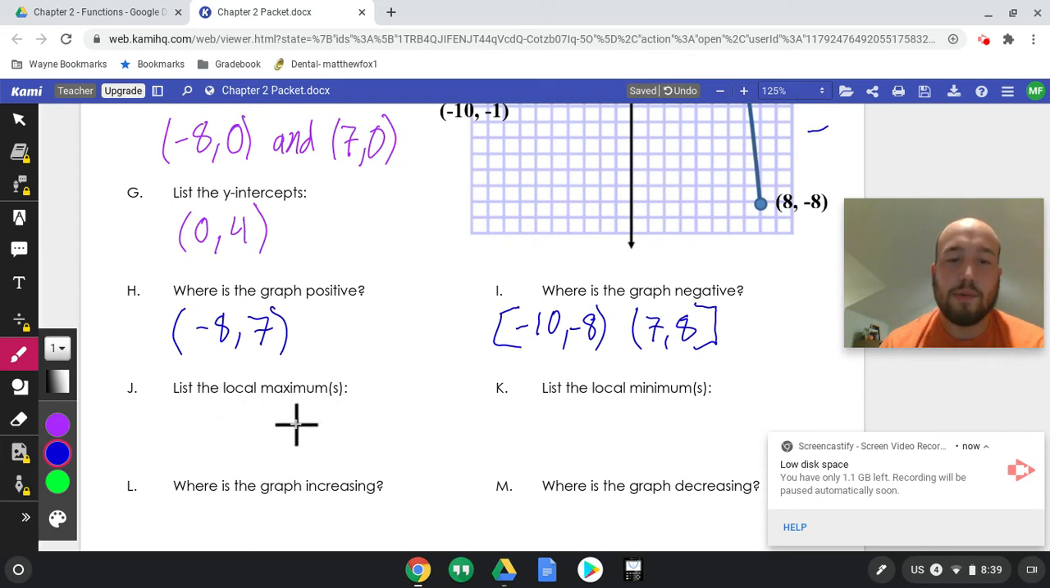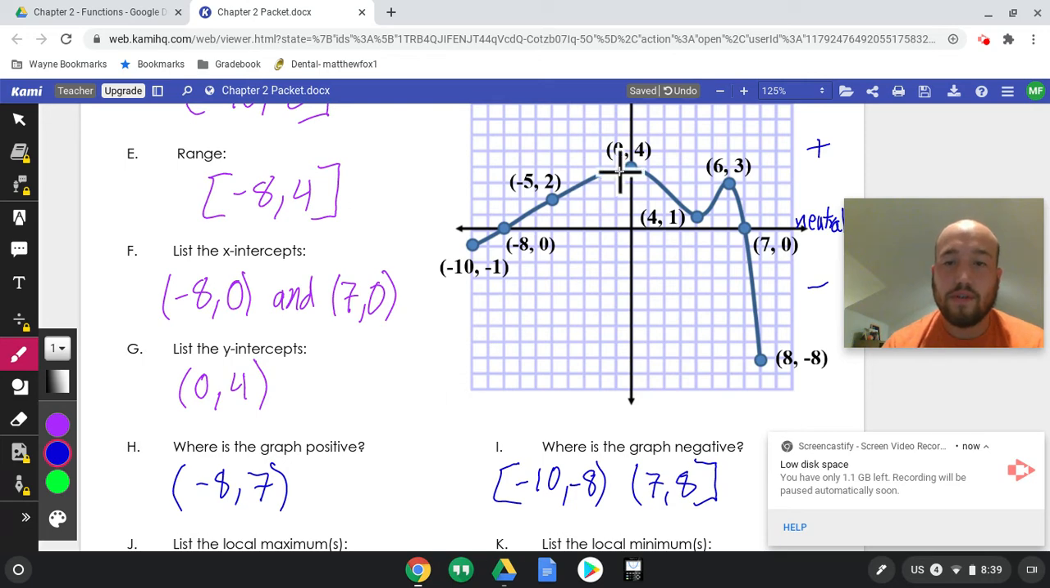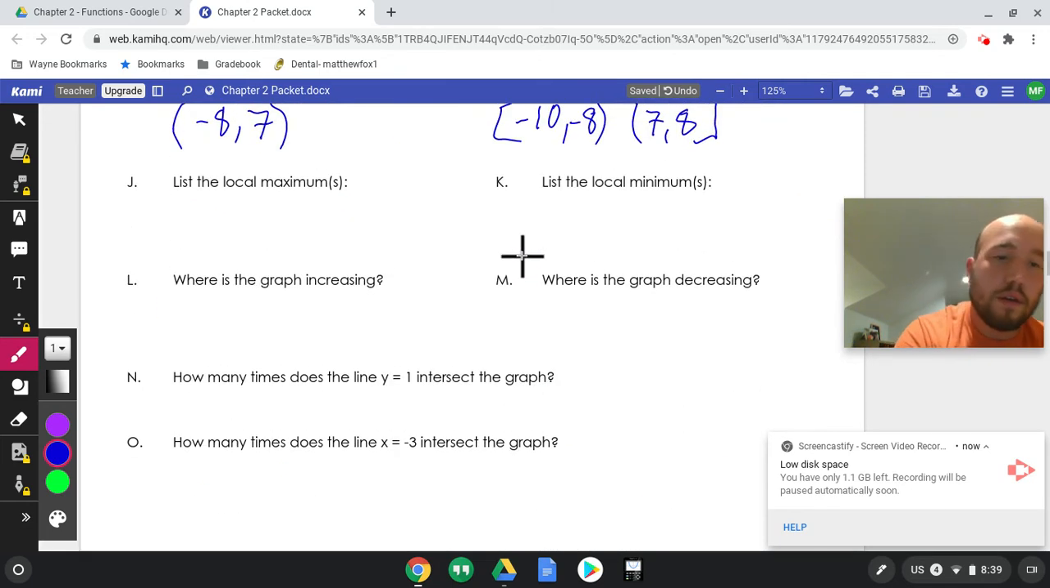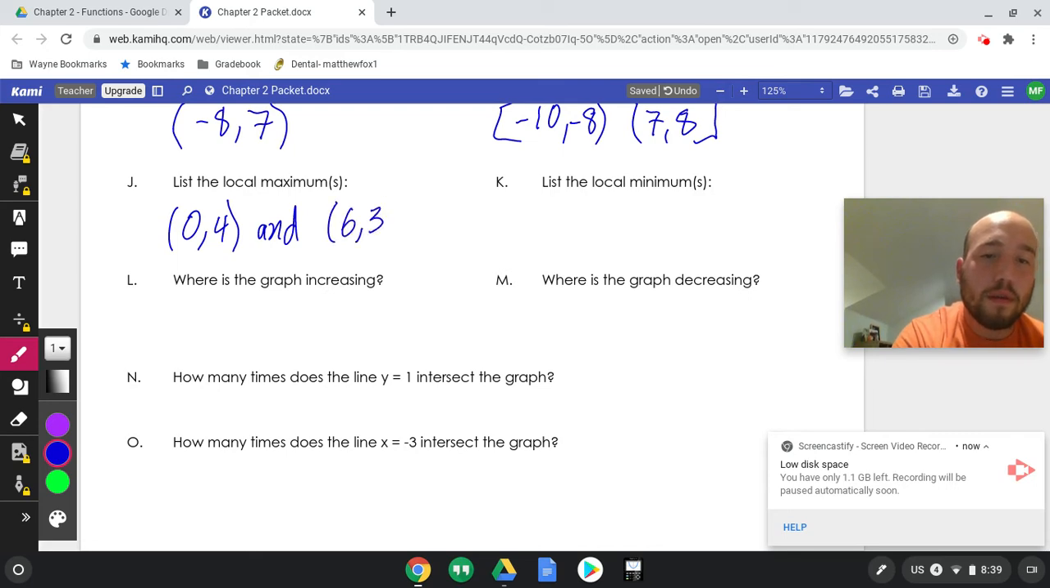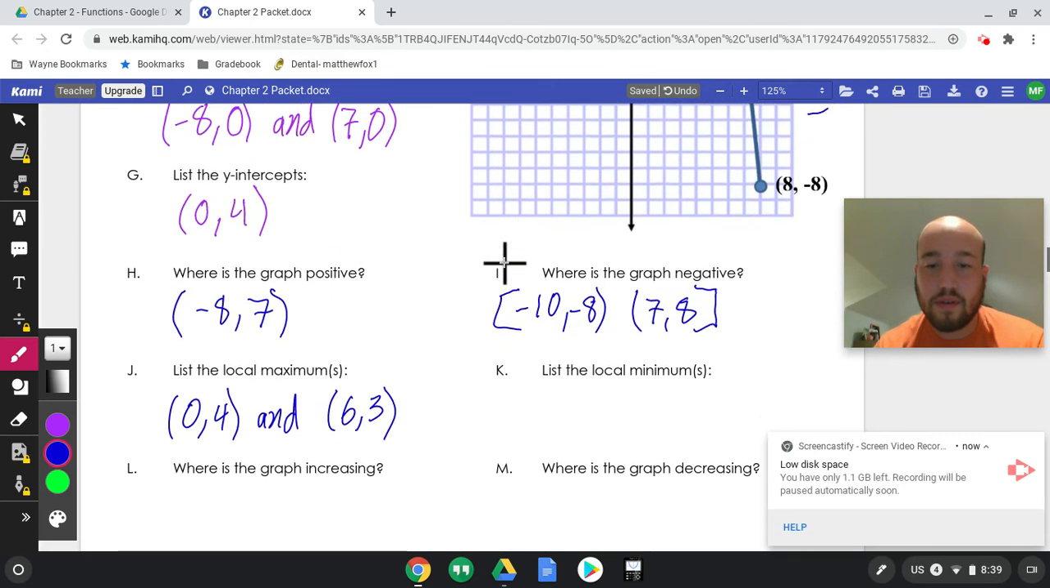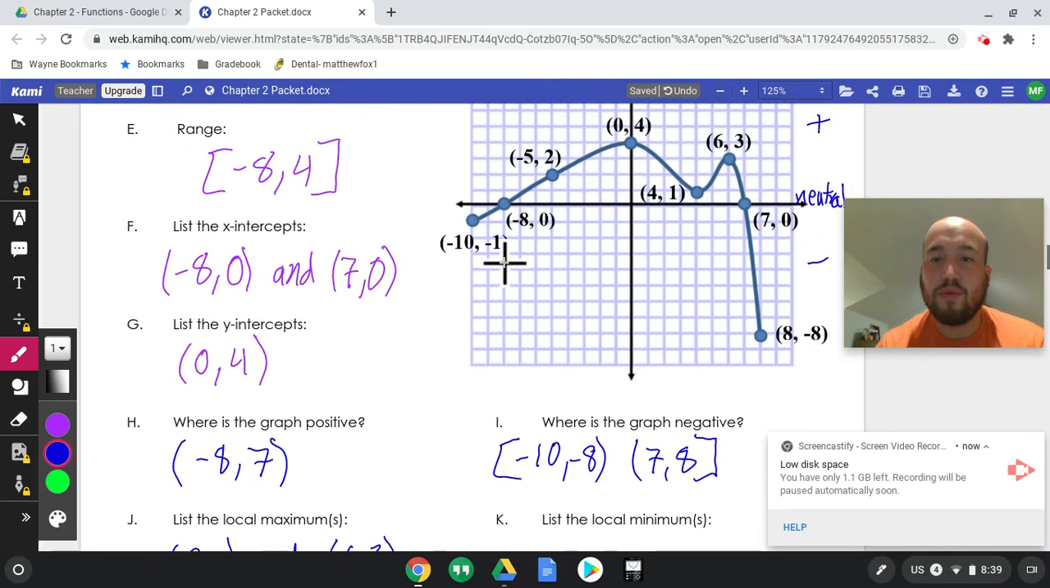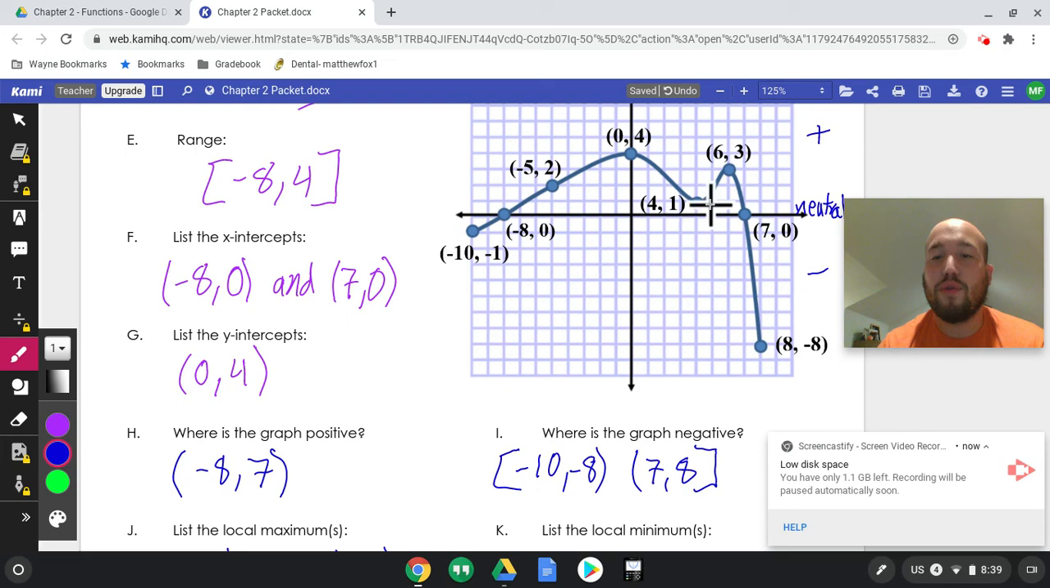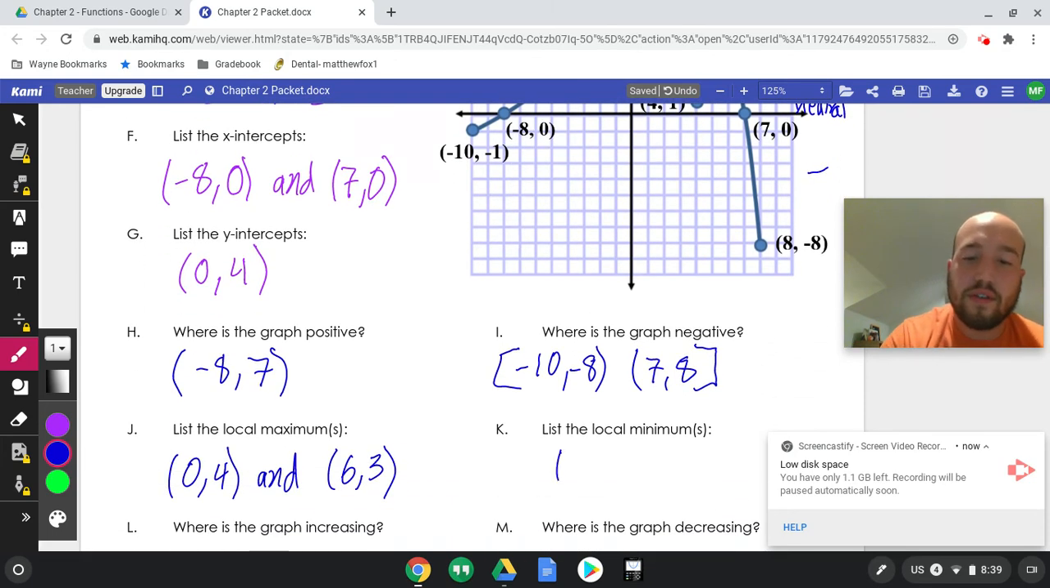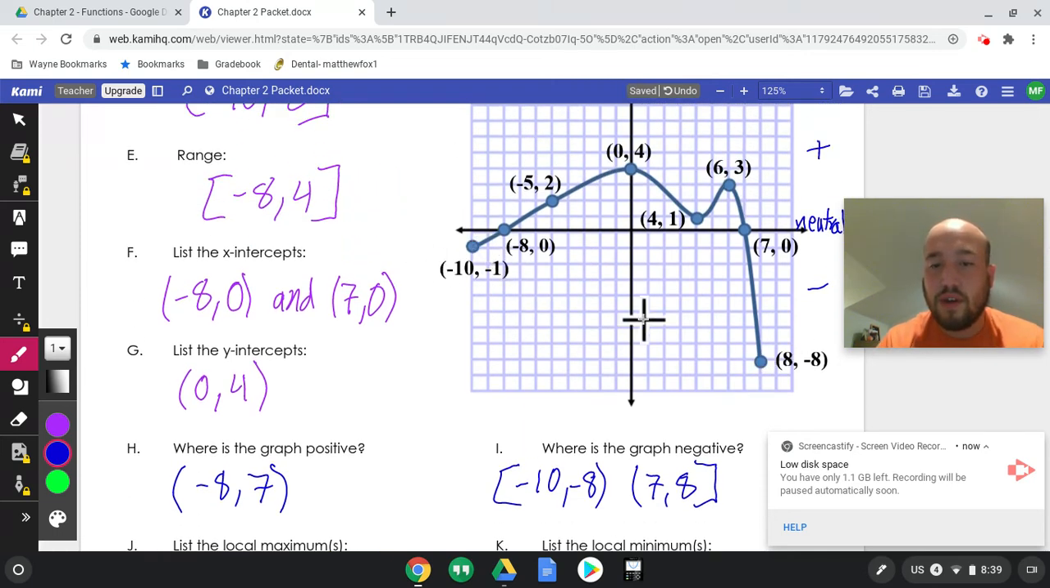Okay, list the local maximum. Remember, this occurs where it was increasing and now it's decreasing. So if we look here, we have (2, 0), (4, ?) and (6, 3). Okay, local minimum occurs where it was decreasing and now it's increasing. So right here at (4, 1), that's just our only answer. Now, some of you might be tempted to tell me (8, -8) or (10, -1). Those are minimums in their respective spots. However, local minimum was decreasing and now is increasing.